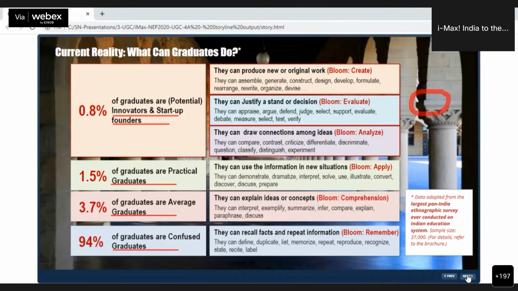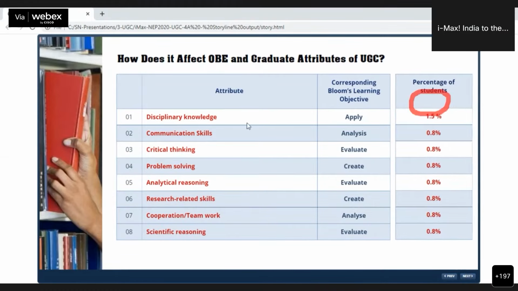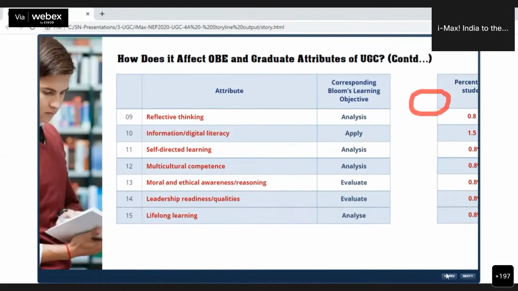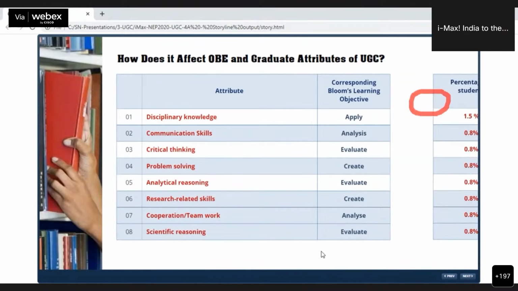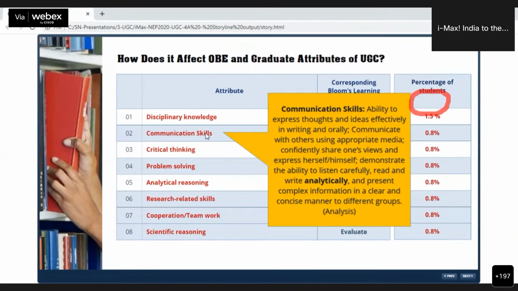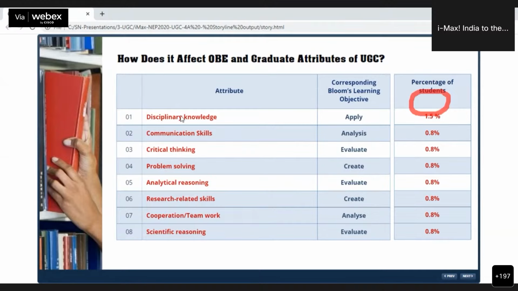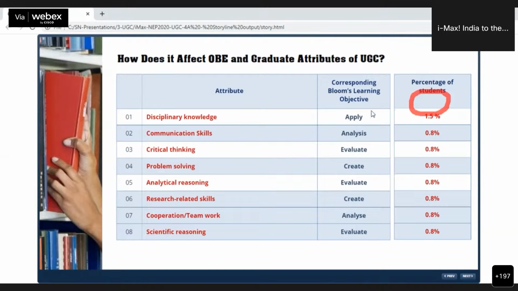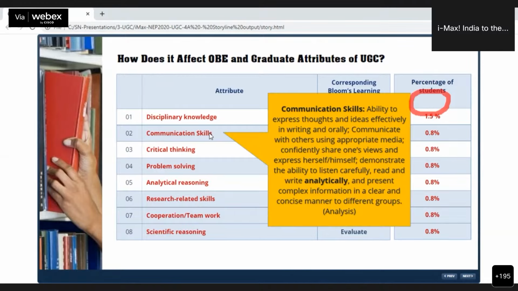Now let us see how this will affect the graduate attributes. You know that there are 15 graduate attributes given by UGC, and you know the explanations of them. So when you see disciplinary knowledge and its definition, you will see the corresponding Bloom's learning objective is apply, and after graduating, only 1.5% of students reach the apply level. And we know communication skill.